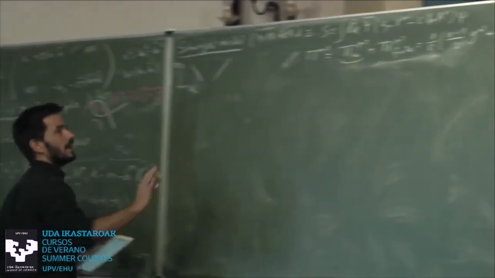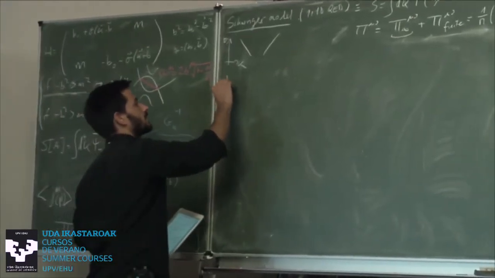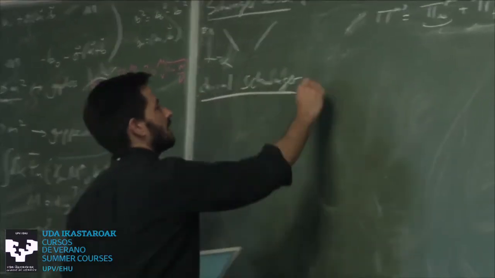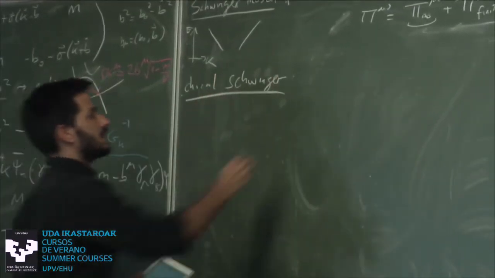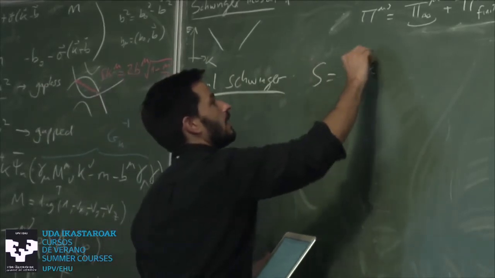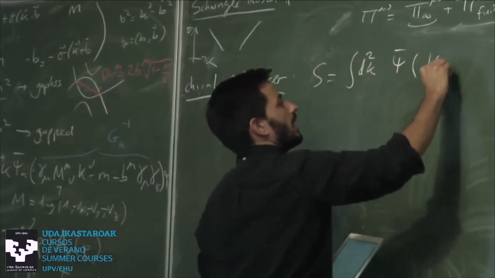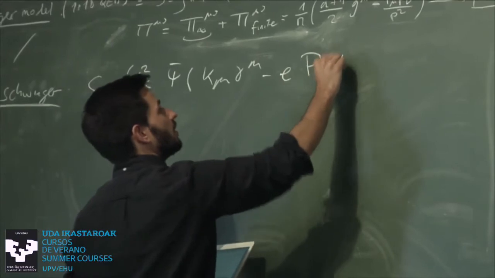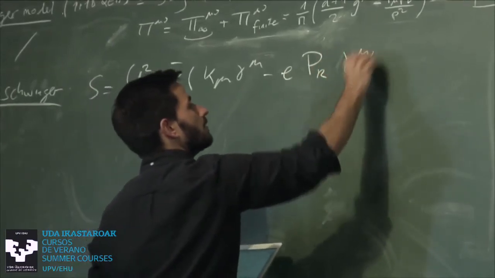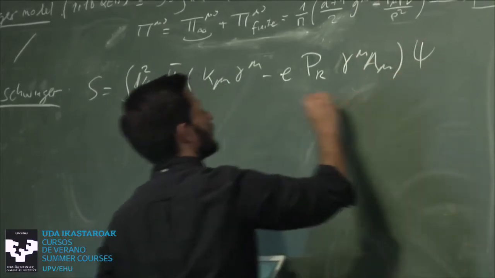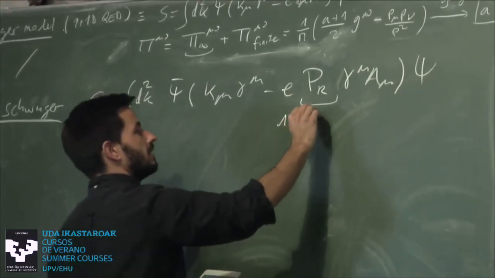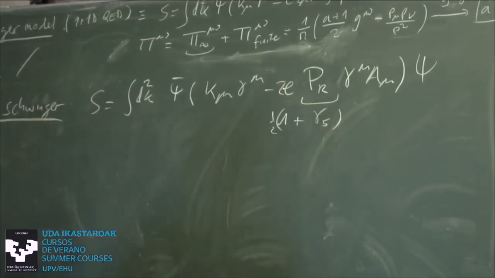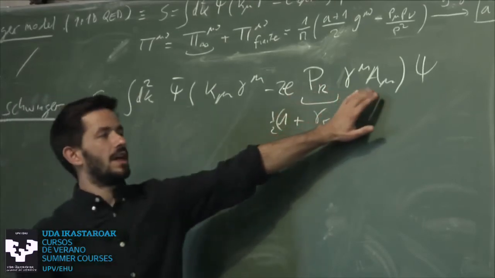Okay, so now I'm going to go on and consider what's called the chiral Schwinger model, which is a very simple variation of this. It's basically the same thing, but now I'm going to have a projector here in the middle with the A, gamma mu, A mu, psi. So this thing is, remember, 1 plus gamma 5 over 2. Maybe I'll put a 2 here. So it just projects.